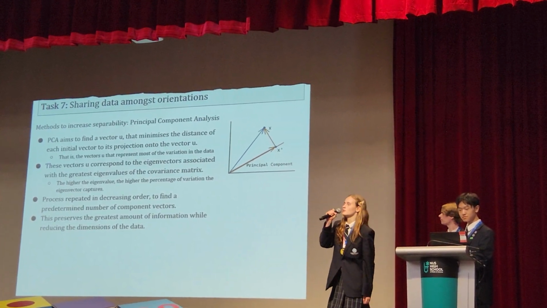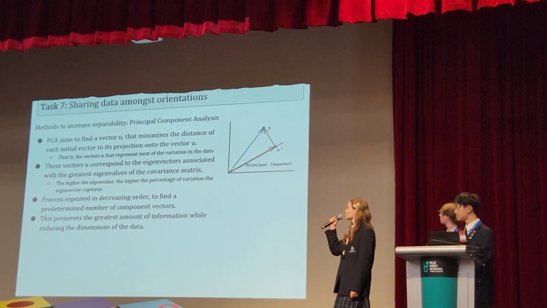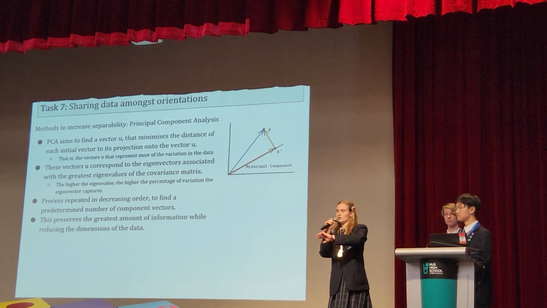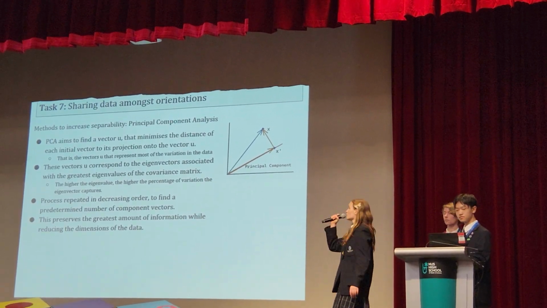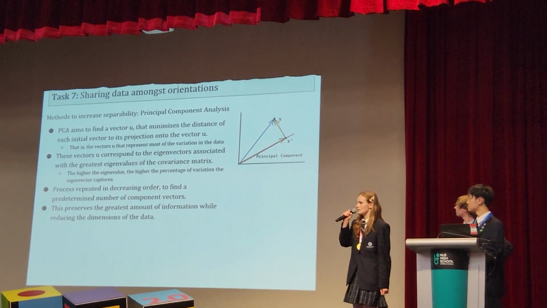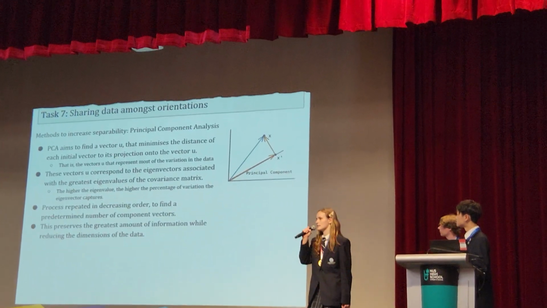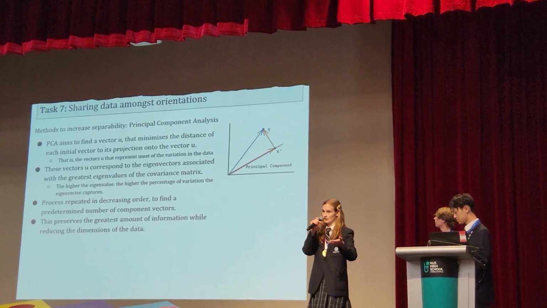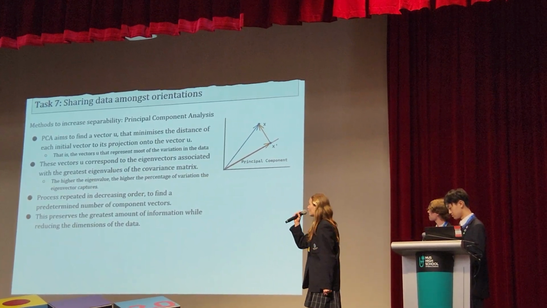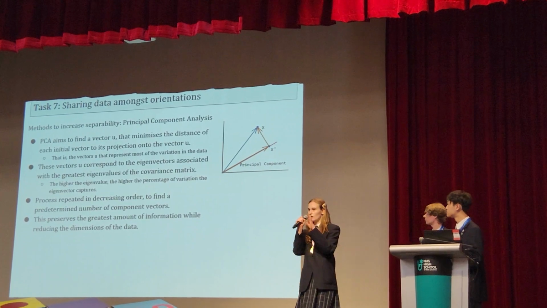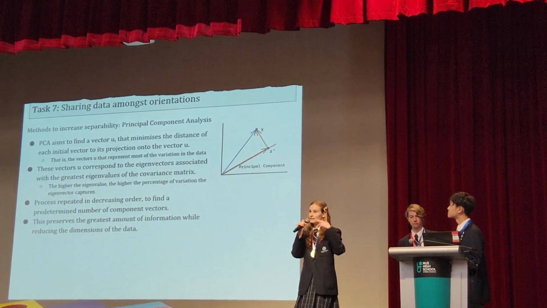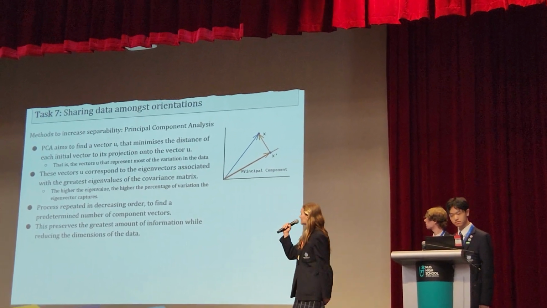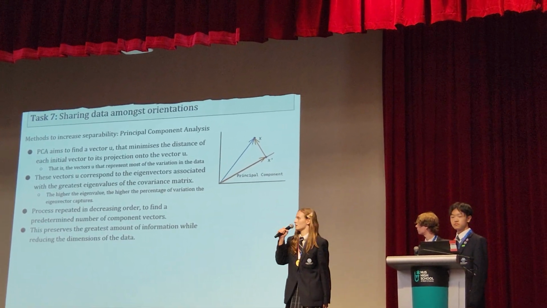So we tried to reduce the dimensions of the data, and we did this using PCA, which maps that 625 dimensional data onto 25 dimensions in our case. What PCA does is it tries to find a vector u that minimizes the distance of each initial vector, which we've called x in this diagram, to its projection onto the vector u. So this is xi. The vector u represents the direction in which there is the most variation in the data. And it does this for every single data point that you have.